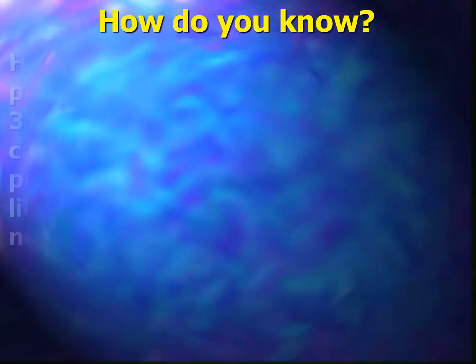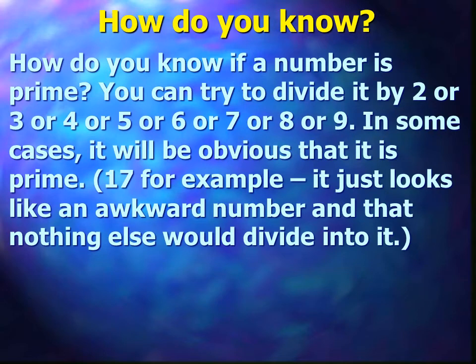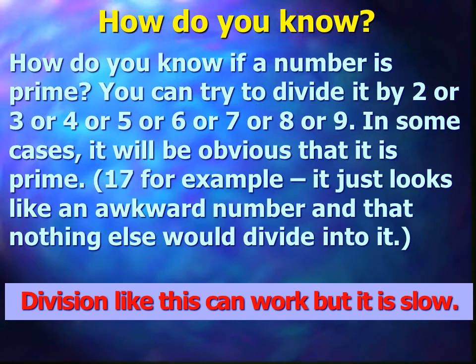Okay, so how do you know if a number is prime? Well, you can try to divide it by 2, or 3, or 4, or 5, or 6, or 7, or 8, or 9. In some cases, it will be just obvious that it is prime. 17, for example, just looks like an awkward number, and nothing else would divide into it. It is also important to note that trial division like this can work for you, but it is very slow.